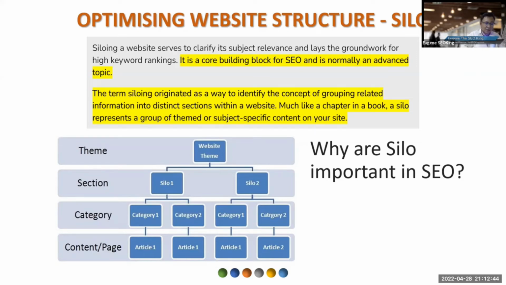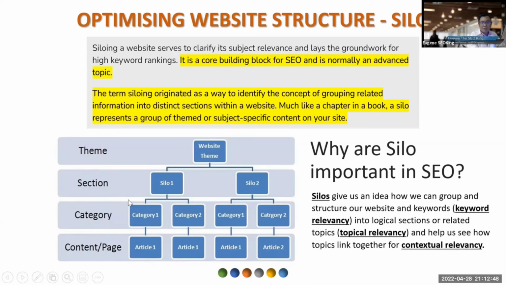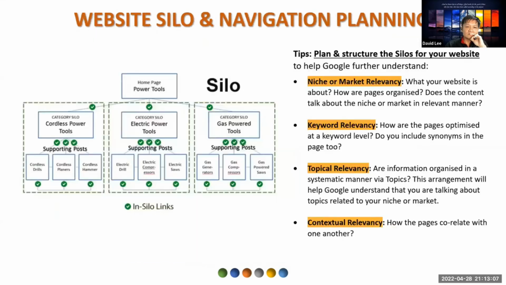And just as a closing, silo gives us an idea of how we can group the structure of our website and keywords into keyword relevancy, then topical relevancy, and eventually contextual relevancy. And that's where Google finds that you are relevant. Google will start to compare you with your other competitors, and Google still finds that you are relevant. And this is how you actually structure your site.